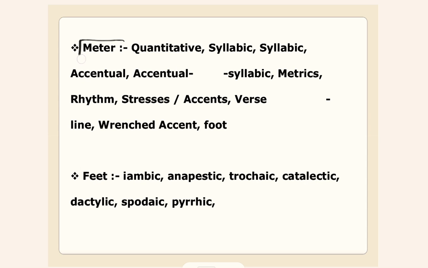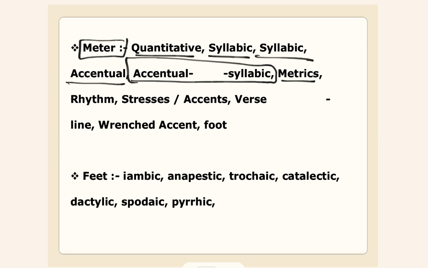Next, meter. It is applied to poetry. There are different types of meter like quantitative meter, syllabic meter, accentual and accentual-syllabic meter, metrics, rhythm, stress, accents, verse, line, and the accent. This is a very important meter form. This has been asked in questions for the UGC-NET exam.